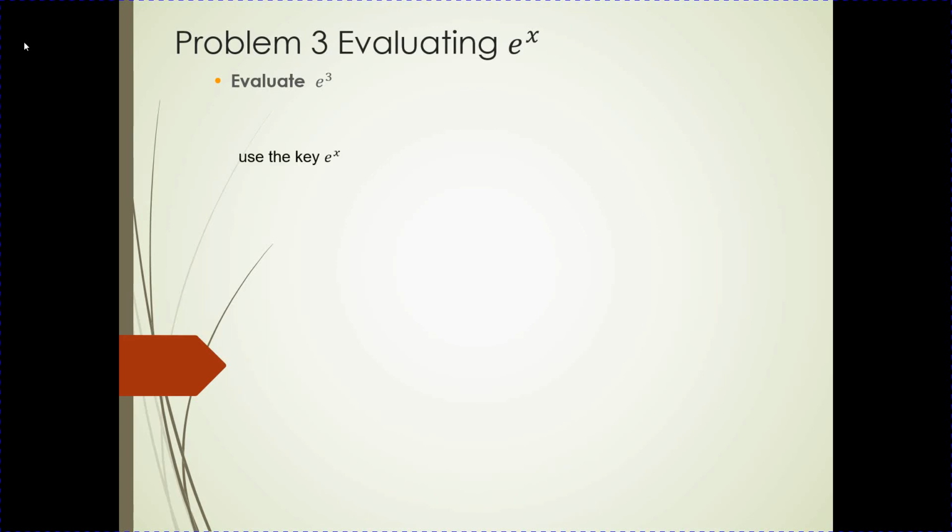So what you need to do is just use the key e to the power of x, and press the key 3. Then you will get the value, which is approximately 20.085362. You can use a graphing calculator, and you can use any scientific calculator to evaluate it. This is problem 3. Now let's go to problem 4.